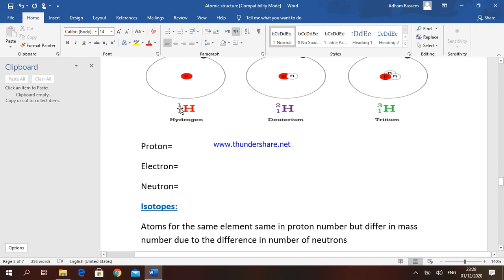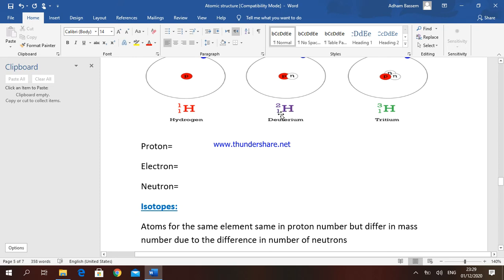Hydrogen, mass number equals 1 and atomic number equals 1, okay. This hydrogen has no neutron, and hydrogen is the only element which has a mass number equal to the atomic number, due to the absence of neutrons; there is no neutron inside its nucleus. So the hydrogen atom is considered a very light atom, or the lightest atom in the periodic table.